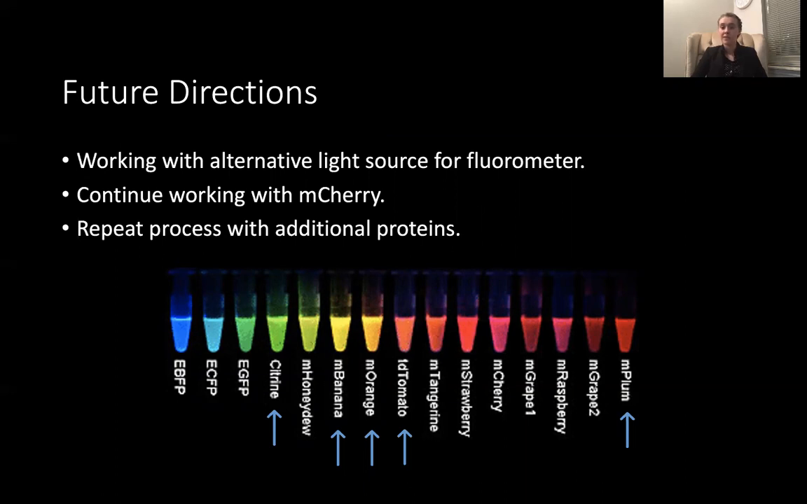And then we will continue working with mCherry by designing a different tag to insert and seeing if that works. Then we will repeat the process in the future with additional fluorescent proteins. We have 6 different flavors that we can work with in the lab, and those are the ones with the arrow by them: citrine, mBanana, mOrange, tdTomato, mPlum. Then we've started working with mCherry already, and we're working with GFP still.